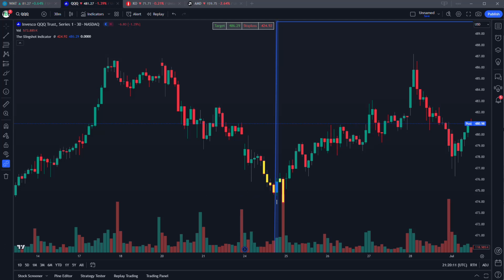And in fact, we got an alert right here, and when you see this vertical line on your chart, this will actually be the entry point. So this would have been the entry candle on the 30-minute time frame. That is the optimal time frame for the slingshot.